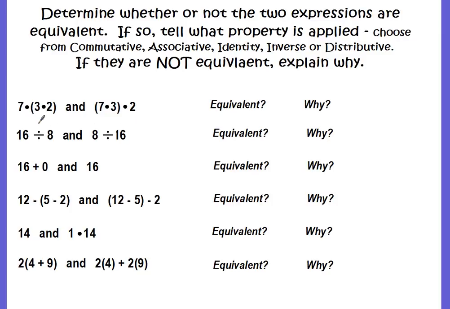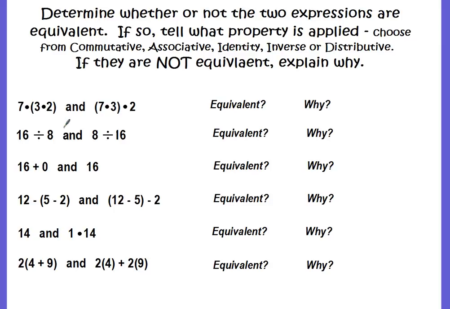Look at the two expressions and ask yourself what changed. There's a 7, a 3, and a 2. The operation is multiplication for both. The only thing that changed was the parentheses. In my first expression, the parentheses is around the 3 times 2. In my second expression, the parentheses moved to around the 7 times 3. Are these two still equivalent?